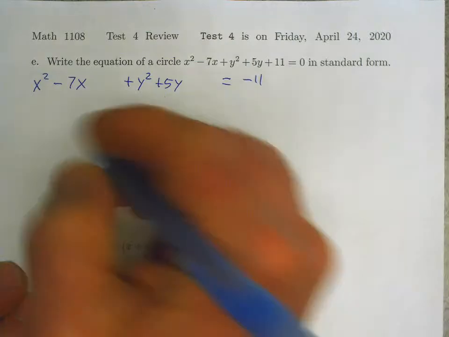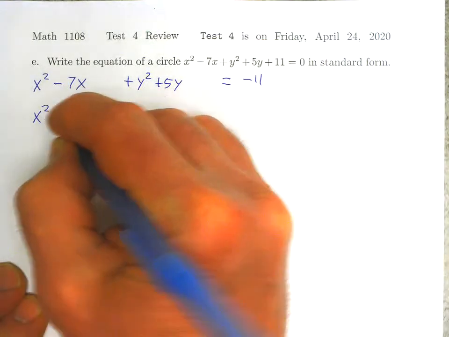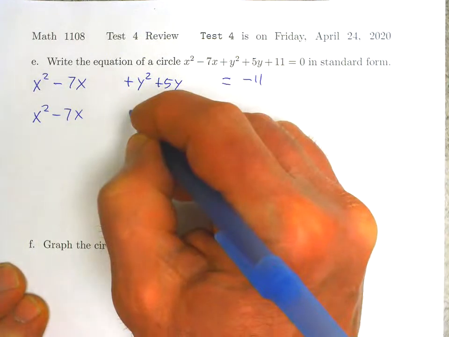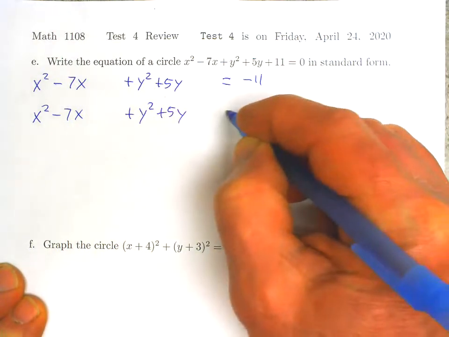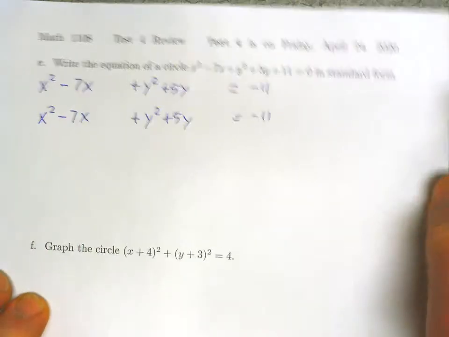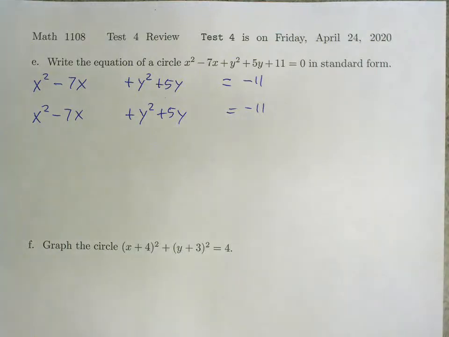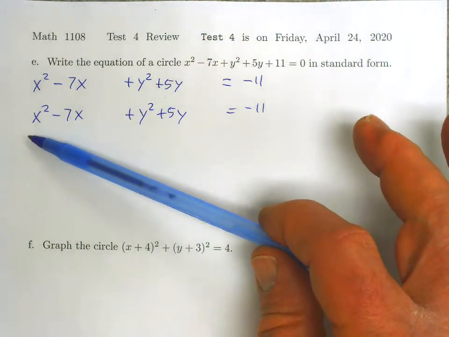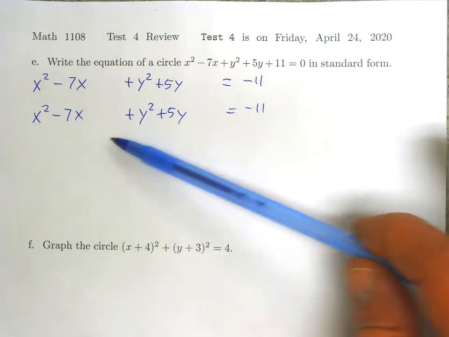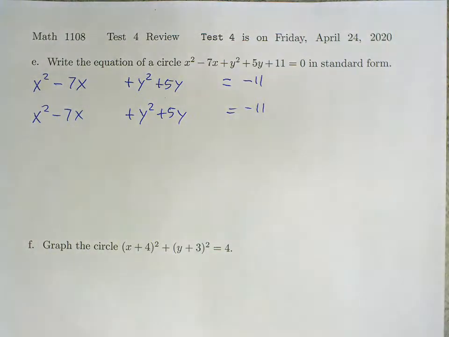And then in the next step, we're going to add two numbers to both sides of the equation. And the two numbers that we add are going to create, in the process, two perfect square trinomials.